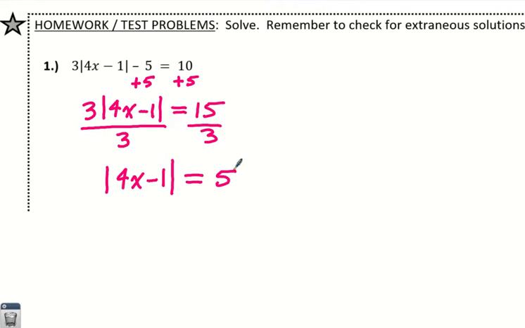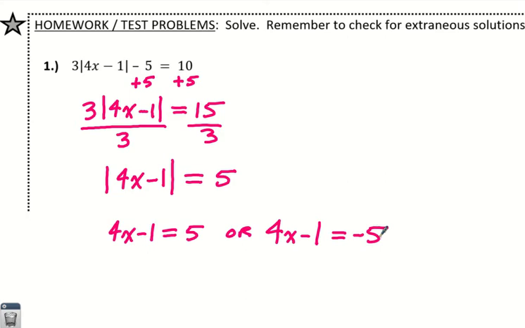Now we can look at it and talk about the two separate cases, where the 4x minus 1 could equal positive 5, or the 4x minus 1 could equal negative 5. So the step-by-step strategy is going to be to make sure the absolute value part is isolated and then split up into two cases, where the first case is your positive case and the second case is the negative case.